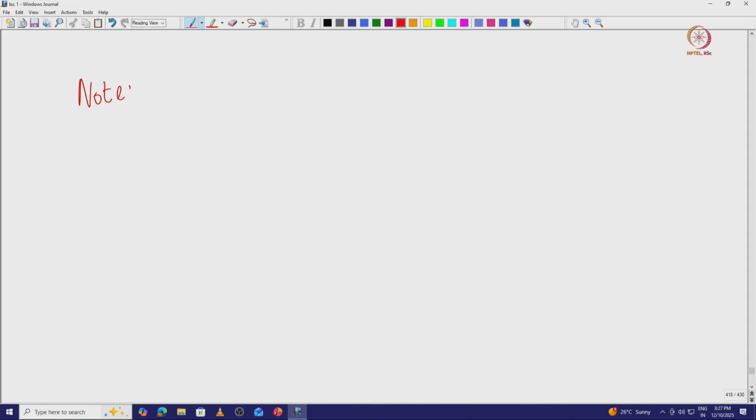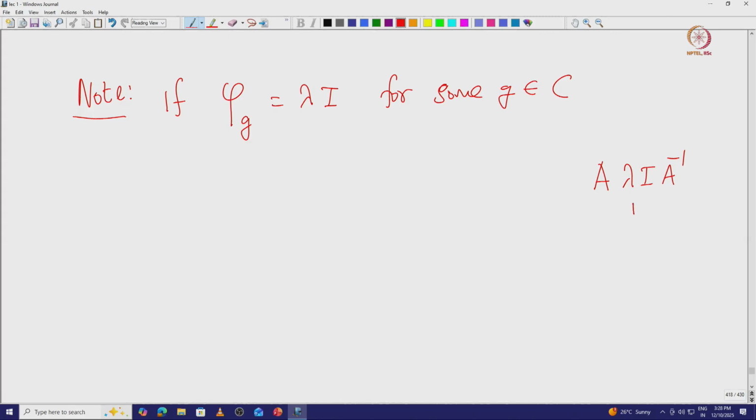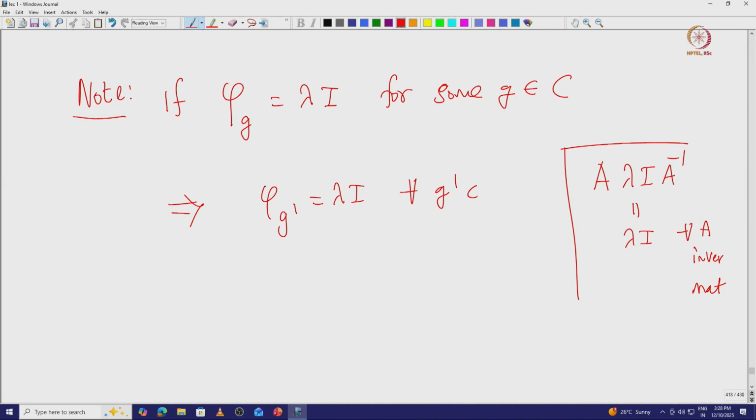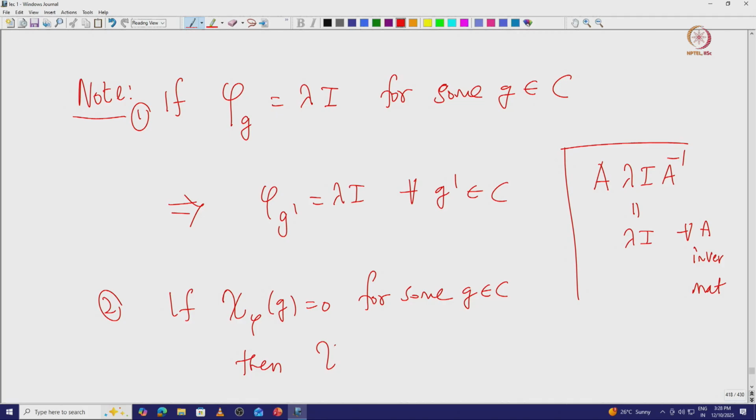So, here is the note: suppose phi of g is lambda times identity for some g in C. Since conjugation of a scalar matrix preserves the scalar matrix, A lambda I A inverse is going to be lambda I for all invertible matrices A. Because of that, this would imply that phi of g dash equals lambda times I for all g dash in C. And similarly, if chi phi of g is 0 for some g in C, since chi phi is a class function, we get chi phi of g dash is 0 for all g dash in C.